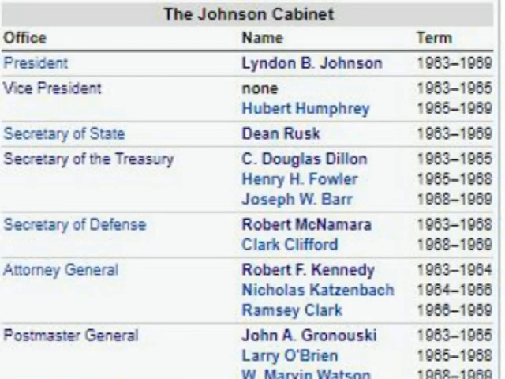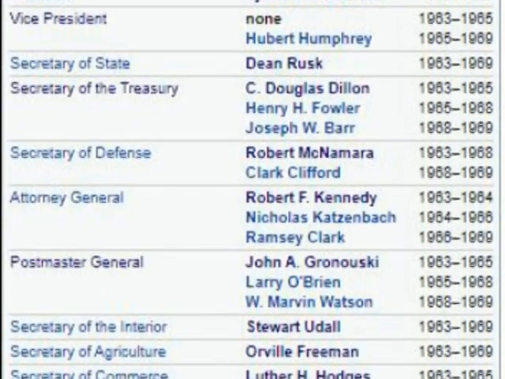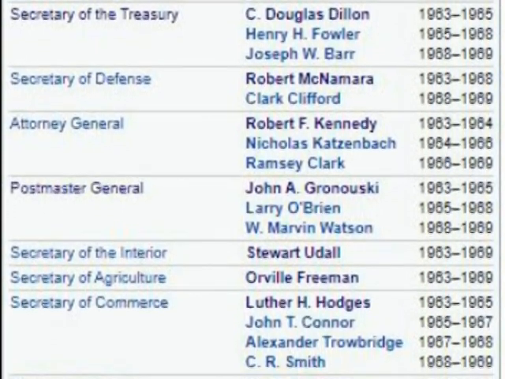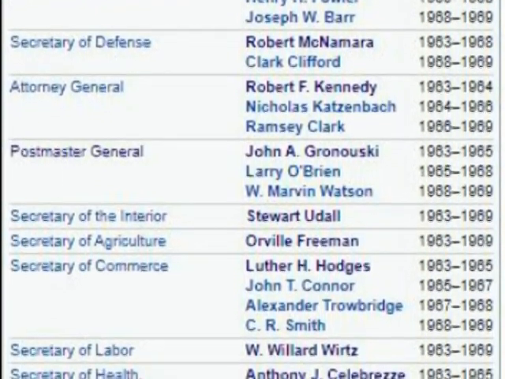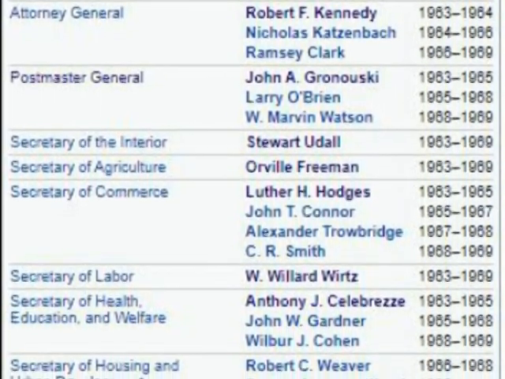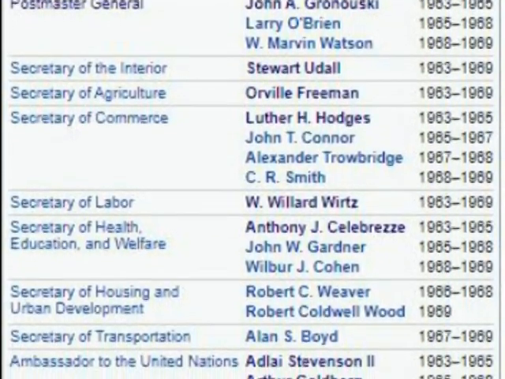A Democrat from Texas, he ran for and won a full 4-year term in the 1964 election, winning by a landslide over Republican opponent Arizona Senator Barry Goldwater. Johnson did not run for a second full term in the 1968 presidential election. He was succeeded by Republican Richard Nixon. His presidency marked the high tide of modern liberalism in the United States.